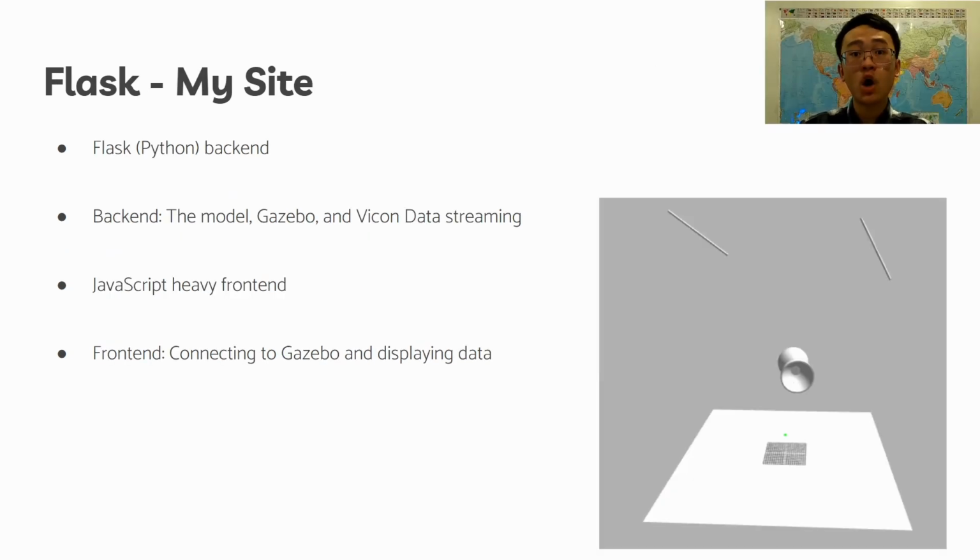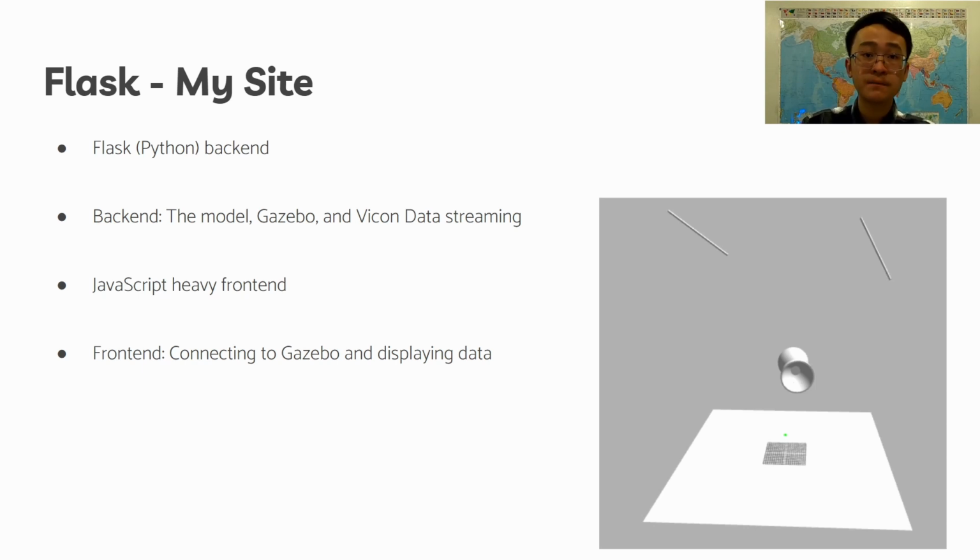I built my site on a Python web framework called Flask. In addition, the backend included some other aspects like my actual model, consisting of the analytical and machine learning model that runs the predictions. I also used Gazebo for 3D graphics and simulation. I used it for the 3D models of the Diabolo and sticks for my site.